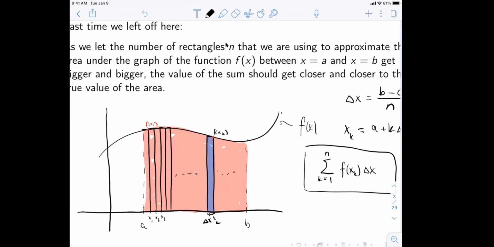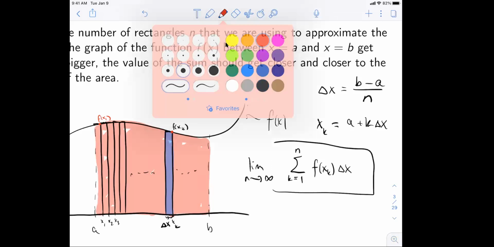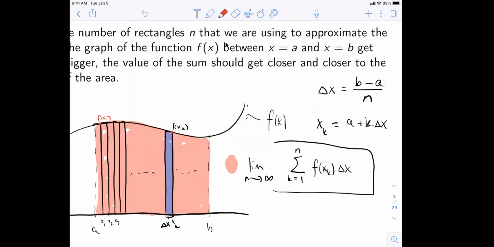Are you taking a limit? Yeah, exactly. I'm describing taking a limit as n goes to infinity. I'm letting n get bigger and bigger and bigger. That's just looking at the limit as n goes to infinity of this sum. Well, that is the red area.